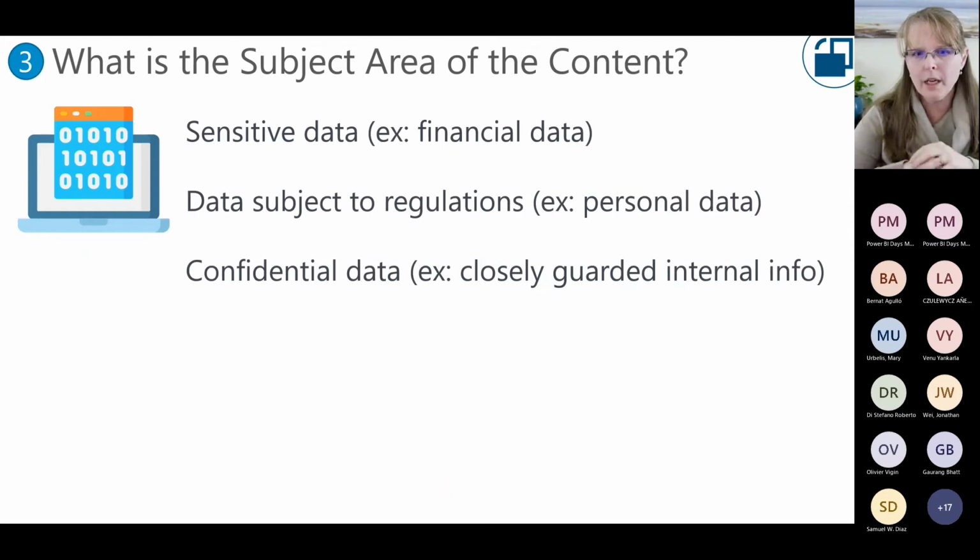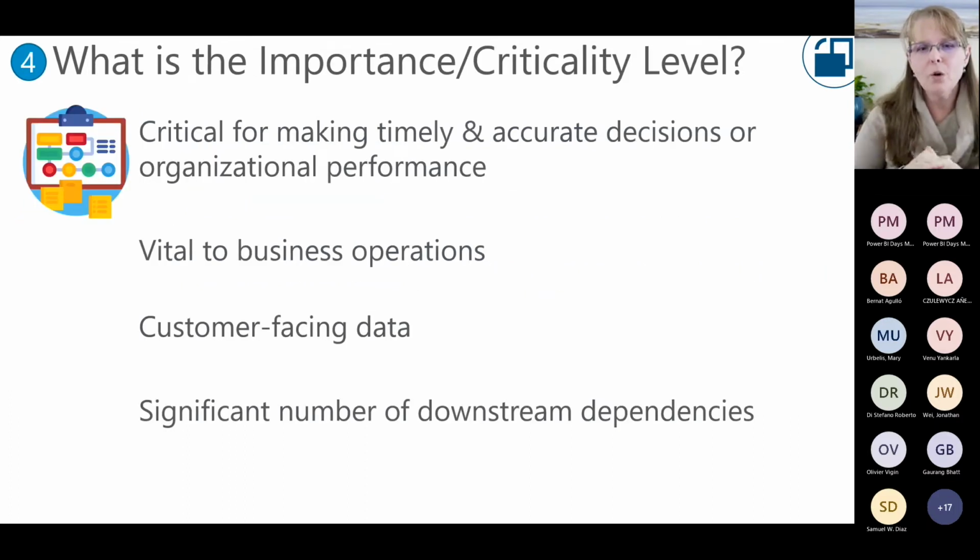Criteria 3 is, what kind of data do we have? Because not all data is equal. Is it super sensitive? Is it regulated? Is it super confidential? And then criteria 4 is a general importance or criticality level. These are critical data elements, if you use that term in your organization, that this is really important data for our performance, our operations. Maybe it's customer facing. Maybe we've got a huge number of downstream dependencies. However you want to define it, these are just a few ideas.